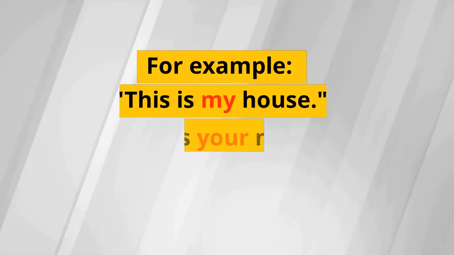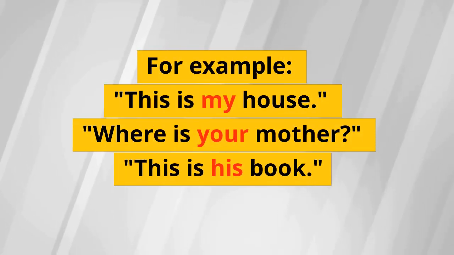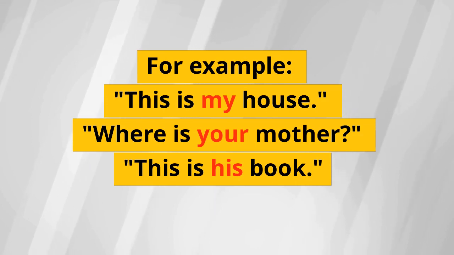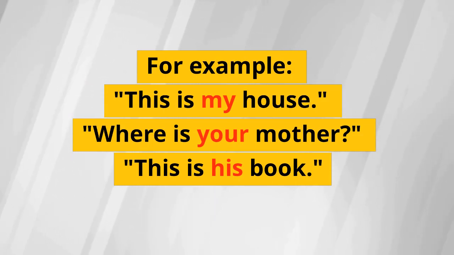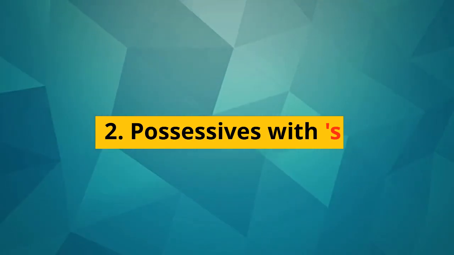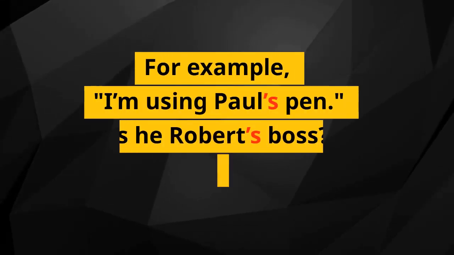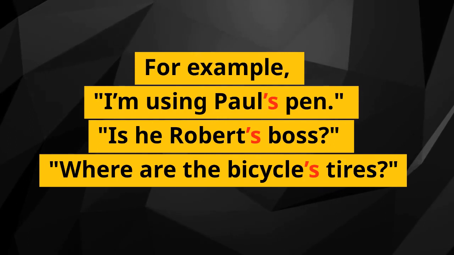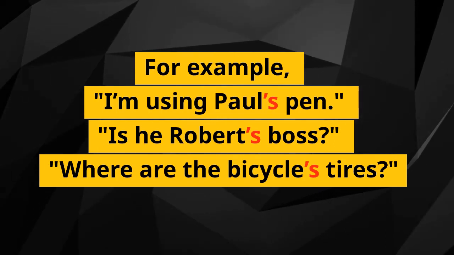For example, this is my house. Where is your mother? This is his book. 2. Possessives with apostrophe s. For example, I'm using Paul's pen. Is he Robert's boss? Where are the bicycle's tires?